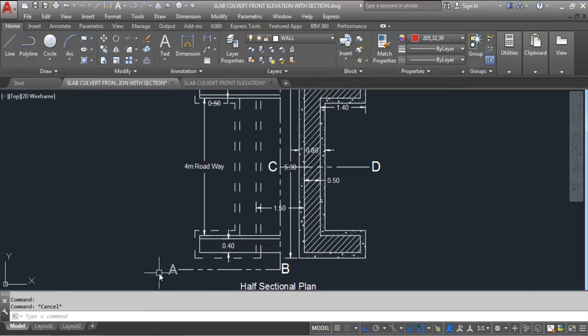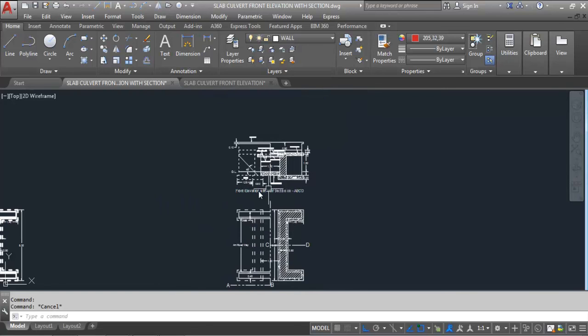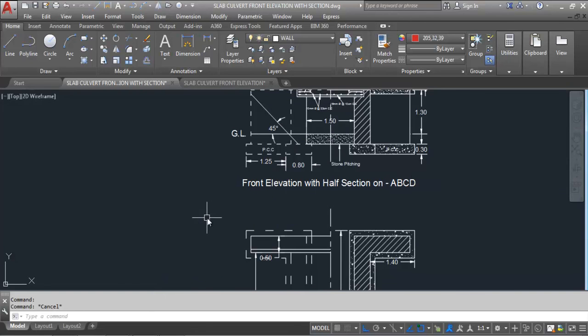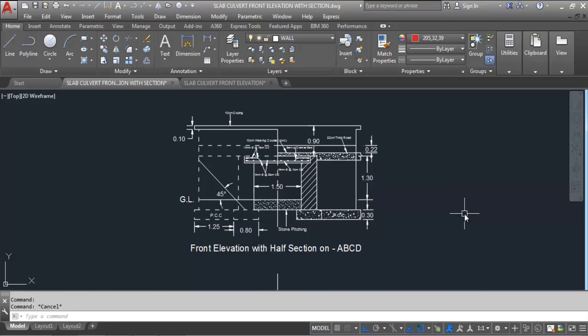In my next video, I'll show you how to draw this front elevation with half sectional elevation of a slab culvert. So this I have done to make you understand properly. In the next video, I'll show you how to draw this.